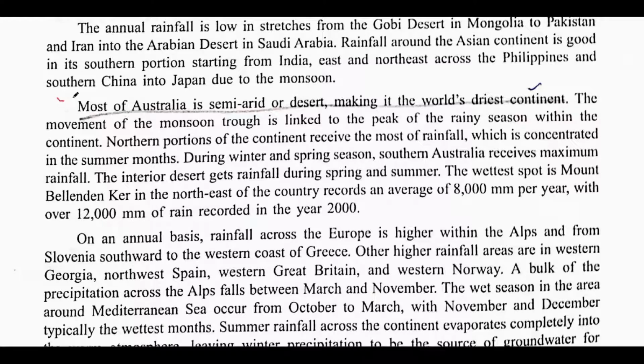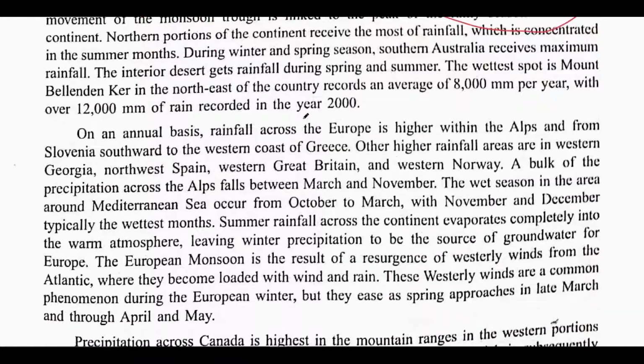See, the other important thing is that Australia is the world's driest continent. While if you talk of the inhabited land, meaning where people live, if it is asked which is the driest inhabited continent, then it is Australia, and the driest non-inhabited land, where people do not live, is Antarctica.